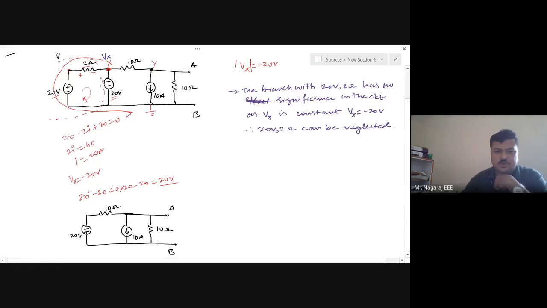Now, this 20 volt and this 10 ohm are in series. Now they are in series, not with this connection. Okay. What I want is a practical voltage source in between A and B, R and V.